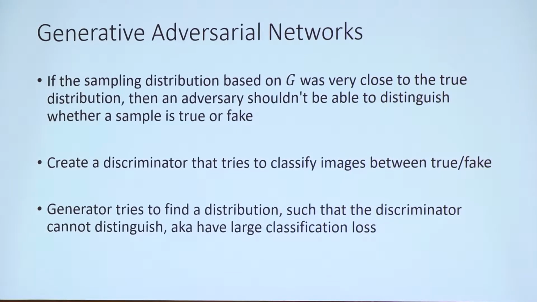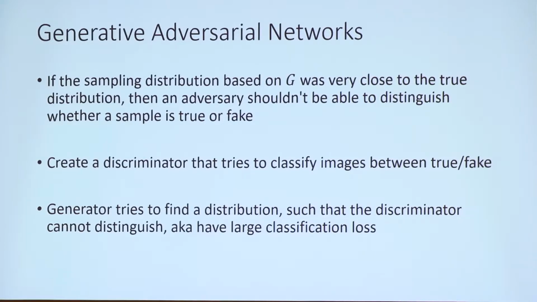You create a discriminator that tries to classify images between true and fake. And then the generator tries to find a distribution such that the discriminator cannot distinguish between that and the true distribution. Or equivalently, such that the discriminator, when trying to do this classification task, has a very large classification loss. Right. So this is the main idea.